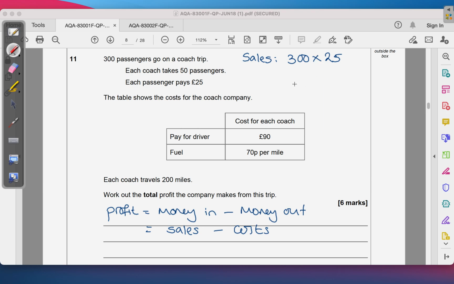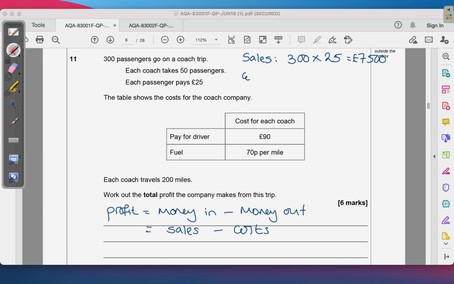Okay, now I'm going to use my calculator just because it's quicker. So that's going to be 7,500. Now you could have done this in your head, so you could do 3 times 25, which is 75, and then 2 zeros, 7,500 pounds. So that's the money in.